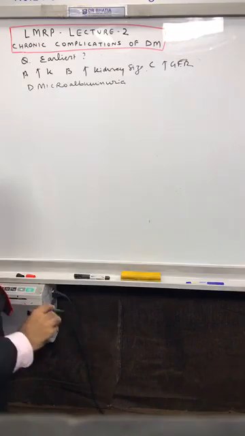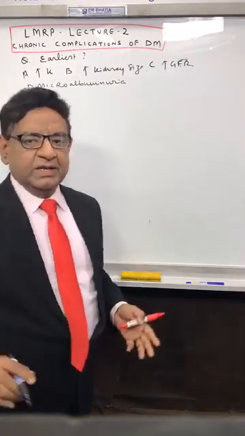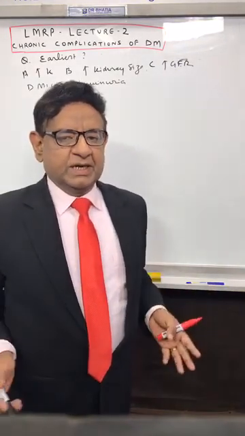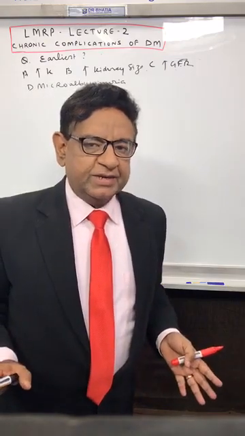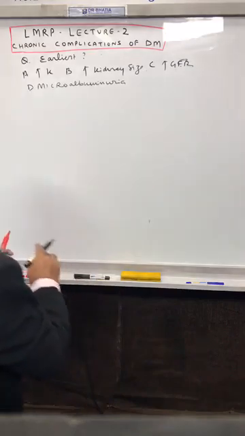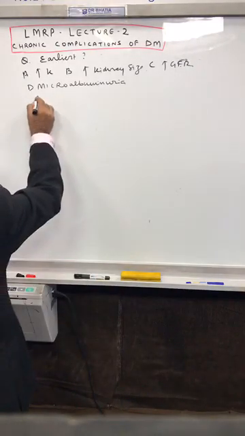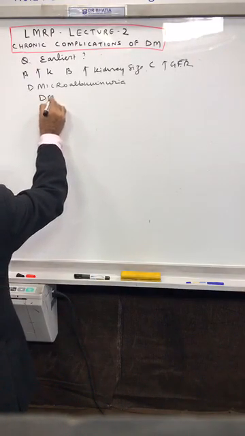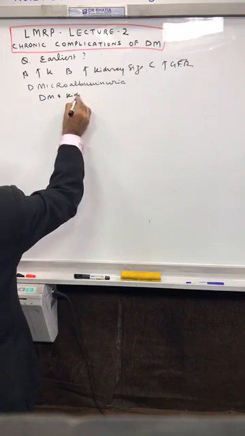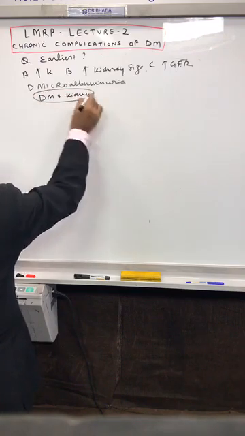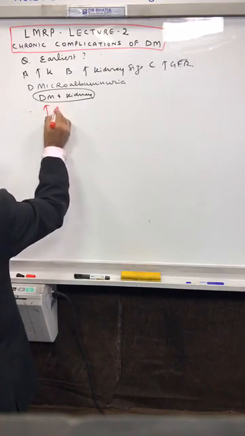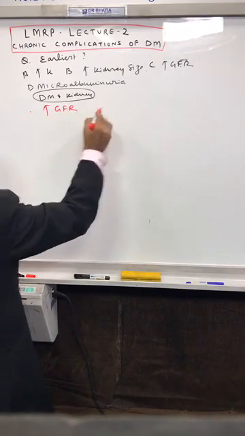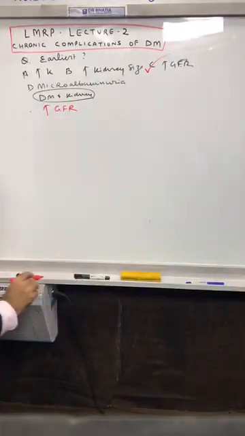Okay, which is the earliest feature? Well, let's talk about the diabetic involvement of kidney. What happens in diabetes and kidney? The earliest feature is raised GFR. The answer is raised GFR.